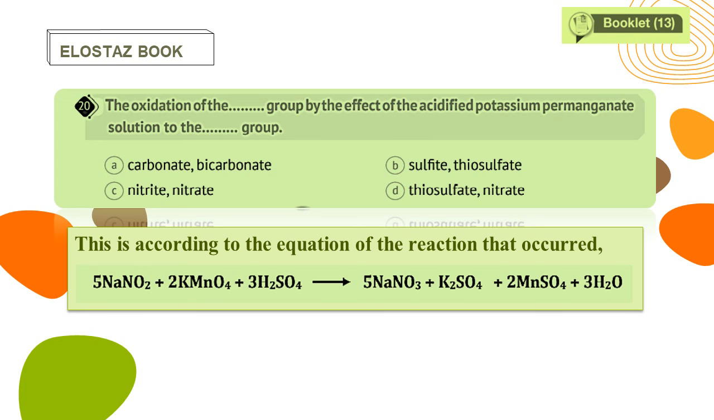It's a very important reaction and also a repeated question, so the right answer will be letter C. We can make sure that acidified potassium permanganate's color will disappear when adding nitrite, and it changes into nitrate anion. So it depends on the oxidation of the salt here, sodium nitrite changes into sodium nitrate. It is the last question of our booklet 13 today.